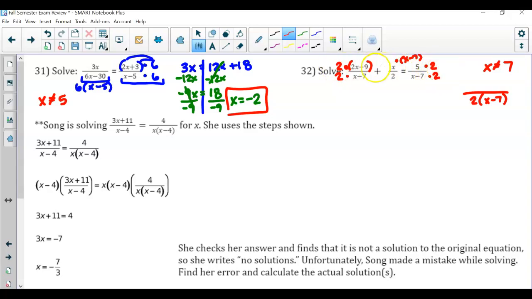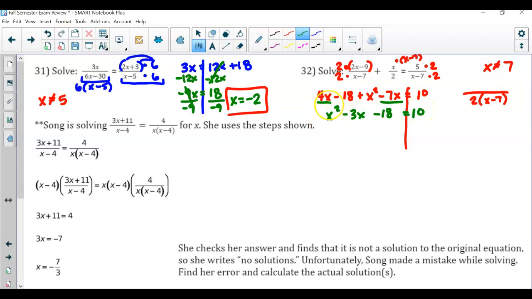Now that the denominator is common, we're going to focus on the numerators. Here, when you distribute the 2, you have 4x minus 18 plus, because we're adding, distribute your x. So now x squared minus 7x is equal to not just 5, but 5 times 2, which is 10. Now here, notice on the left side, we do have like terms to combine, but I'm also going to make sure to write in standard form. So x squared minus 3x minus 18 is equal to 10.